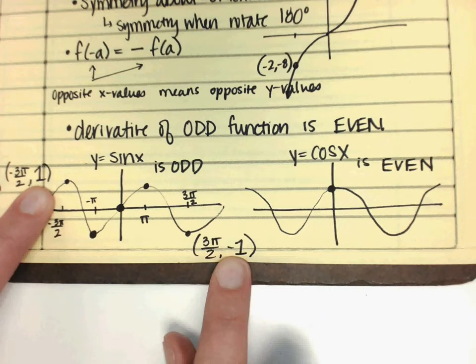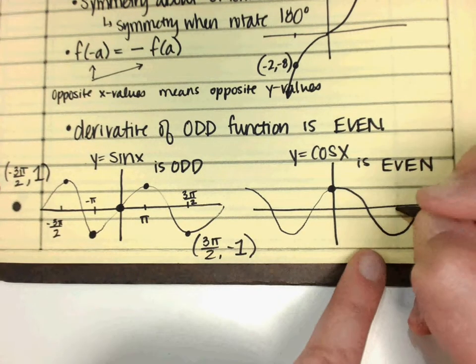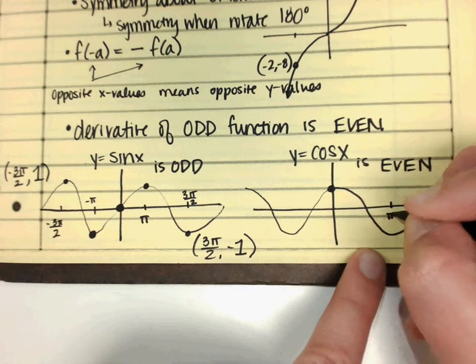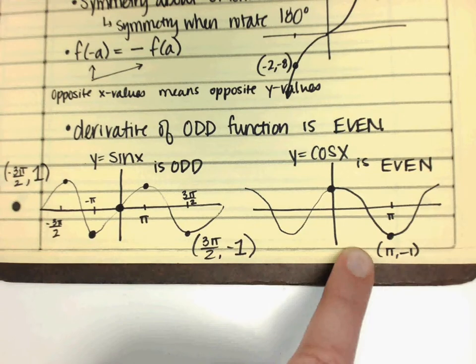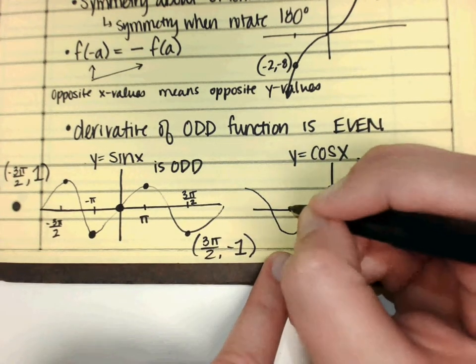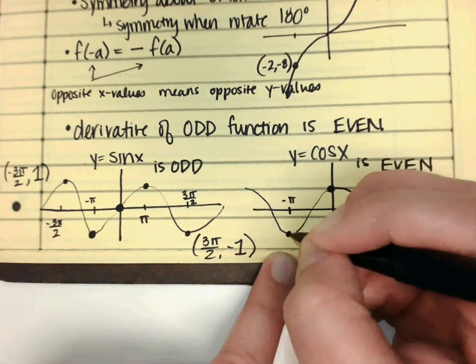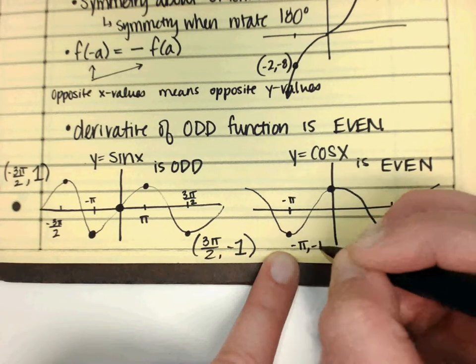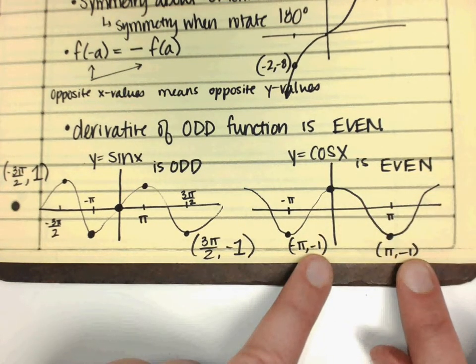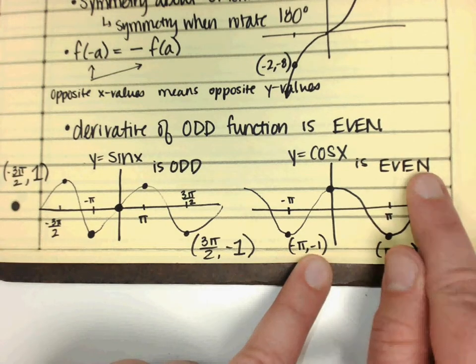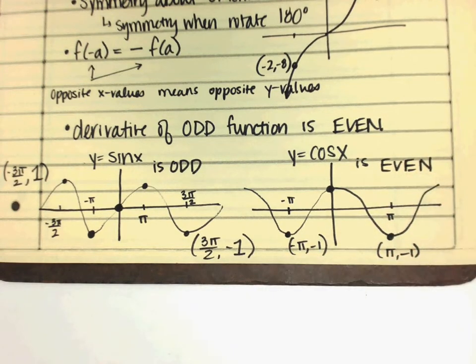Now let's do the same thing on our cosine graph. Okay, cosine at pi is negative 1. What about cosine at negative pi? What is it still? Negative 1. Why did the y value stay a negative 1? Because cosine is even.